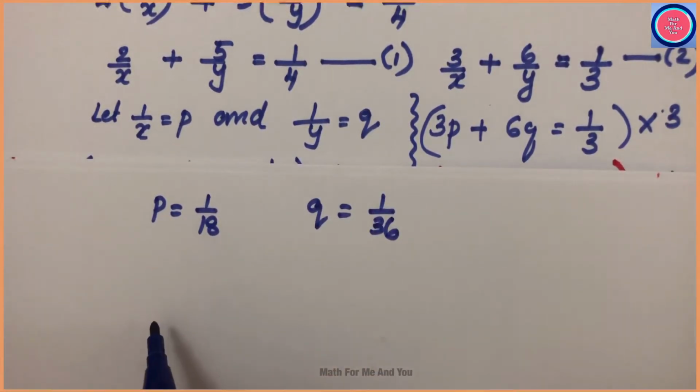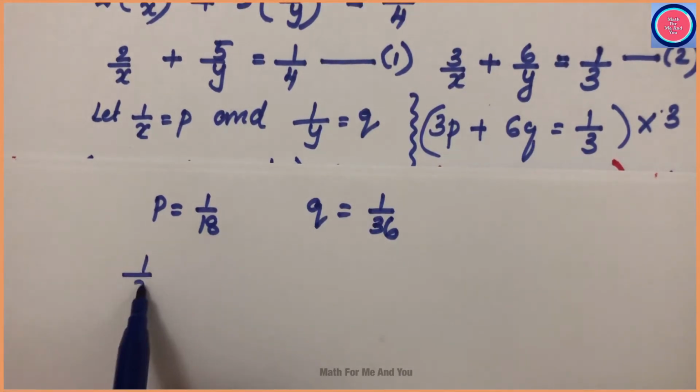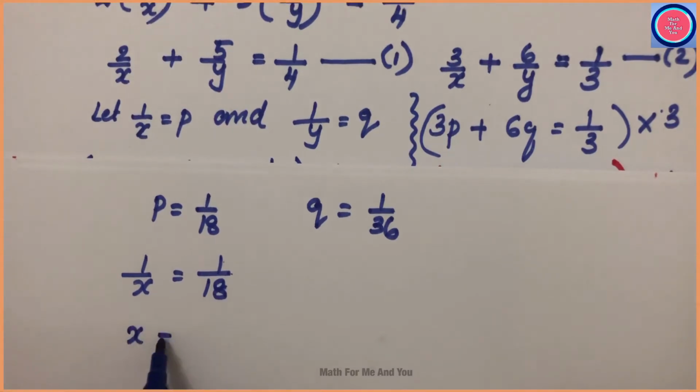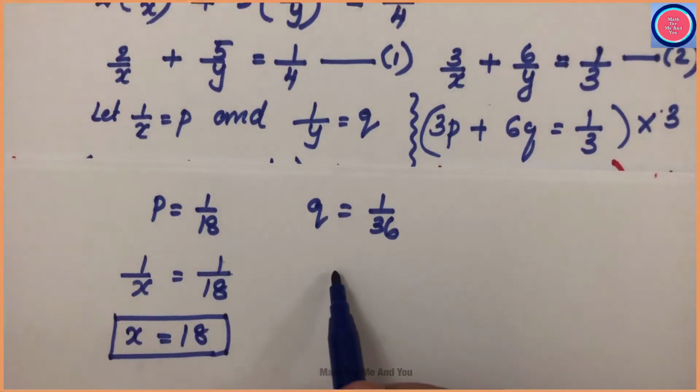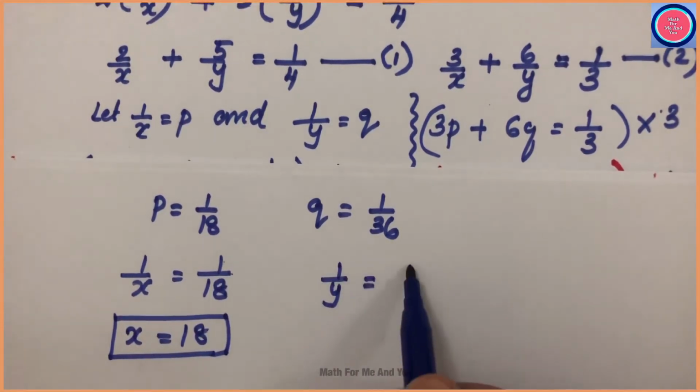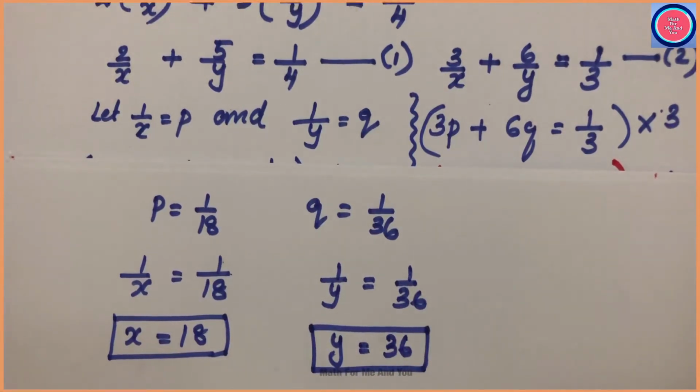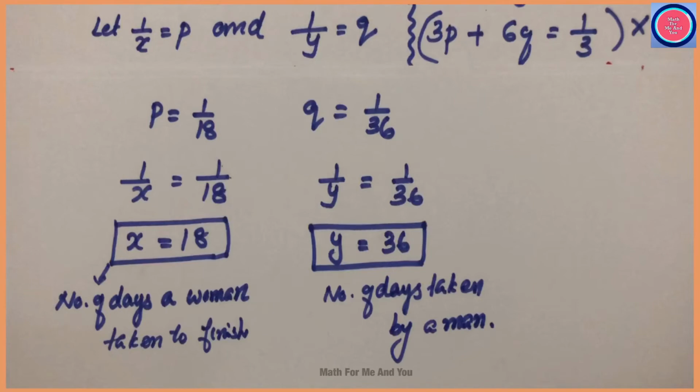But we need what X and Y are. We have taken 1 over X as P. Substitute for P, then we get 1 over X equals 1 over 18. Take the reciprocal. What is X? X equals 18. The same way we can find Y. 1 over Y we have taken as Q, that is now 1 over 36. What is Y? It is the reciprocal; when we take the reciprocal on the right side we get 36. So here we got the time needed for one woman alone to finish the work, that is 18 days, and the time needed for one man alone to finish the work, that is 36 days.